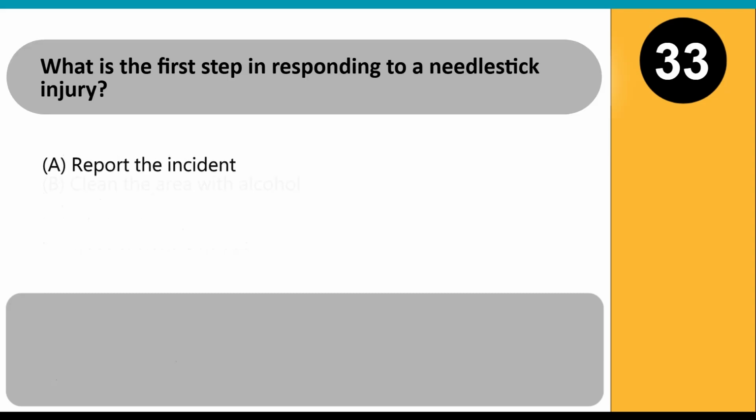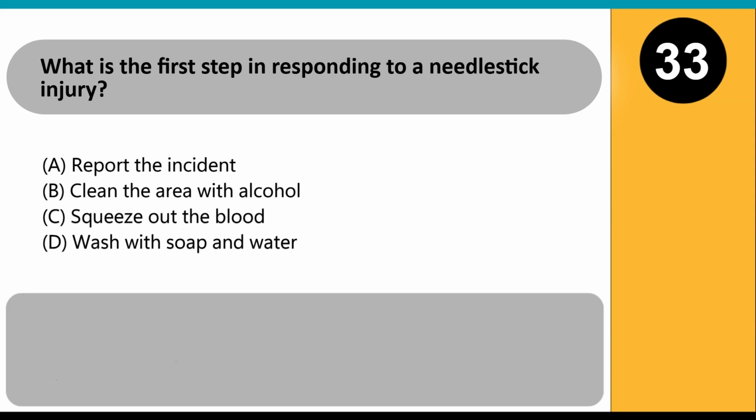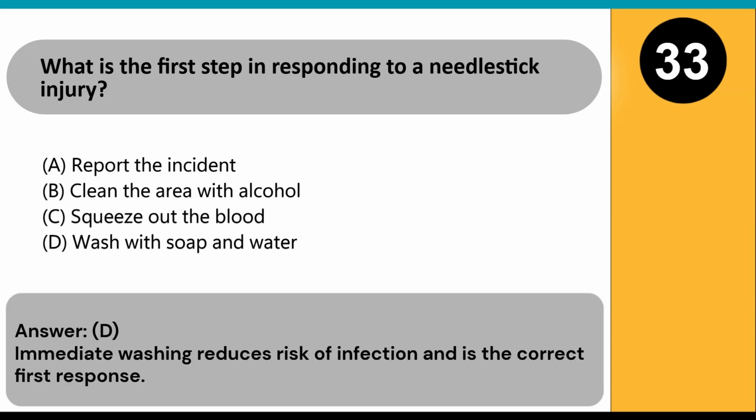What is the first step in responding to a needle stick injury? A. Report the incident. B. Clean the area with alcohol. C. Squeeze out the blood. D. Wash with soap and water. Answer D. Immediate washing reduces risk of infection and is the correct first response.